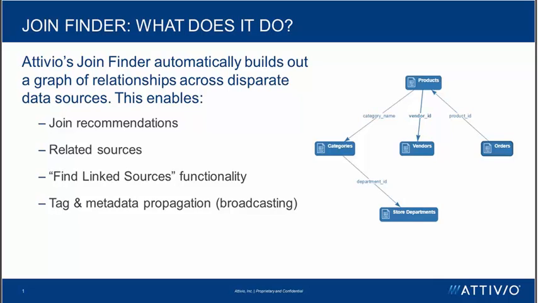Attivio's Join Finder automatically builds out a graph of relationships across disparate data sources, whether they're structured, semi-structured, or unstructured. This enables a couple key pieces of functionality, including recommending joins or links between sources in a mart, finding related sources, the find link sources functionality that can help complete unifying a view, and also the ability to broadcast or propagate tags and metadata that have been applied to fields.